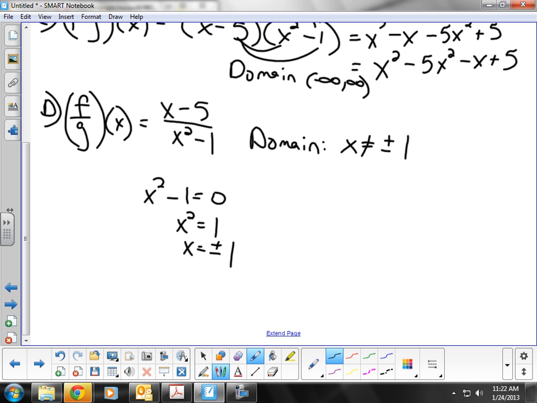If you put it in that type of notation, or you can say from negative infinity to negative 1, negative 1 to 1, and 1 to positive infinity. Any questions?